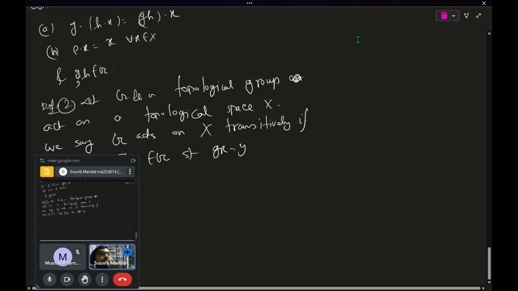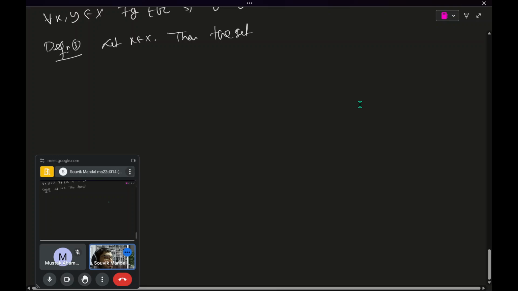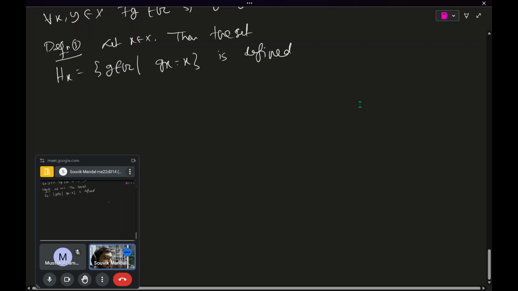And definition 3 is the following. Let x belong to X. Then H_x, equal to all those g belonging to G such that gx equals x, is defined as the isotropy subgroup of x.